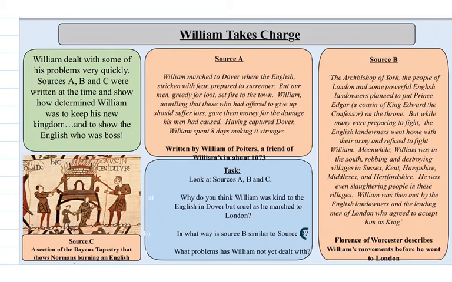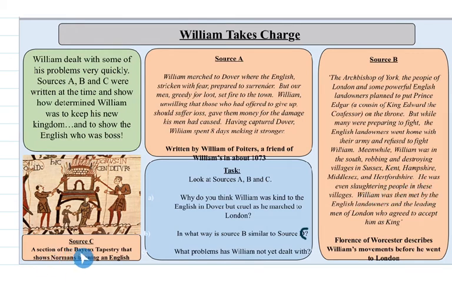Meanwhile, William was in the south, robbing and destroying villages in Sussex, Kent, Hampshire, Middlesex and Hertfordshire. That's all in the south of the country, around London. He was even slaughtering people in the villages. William was then met by the English landowners and the leading men of London, who agreed to accept him as king. That's Florence of Worcester describing William's movements before he went to London. So you can see a lot of robbing and destroying and slaughtering people.